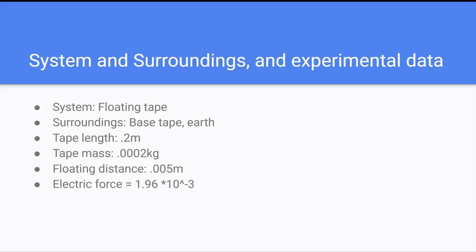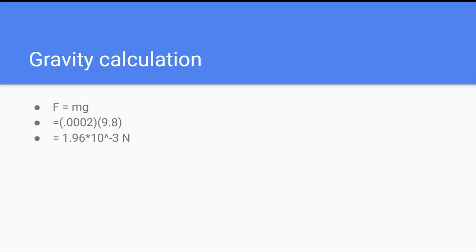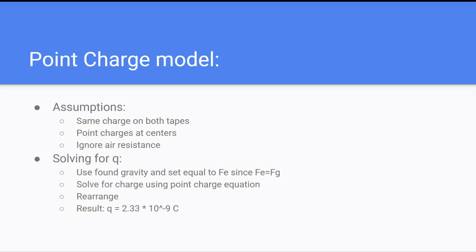And then here are the experimental data again. For the gravity calculation, I used F equals mg and substituted the values for the mass, which was 0.002, and 9.8 for gravity. That resulted in 1.96 times 10 to the negative 3 newtons.